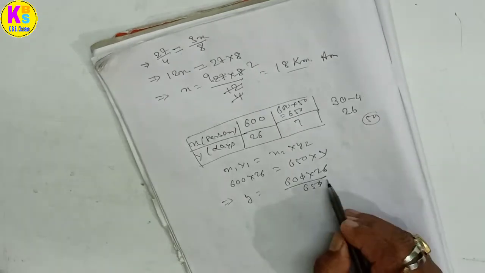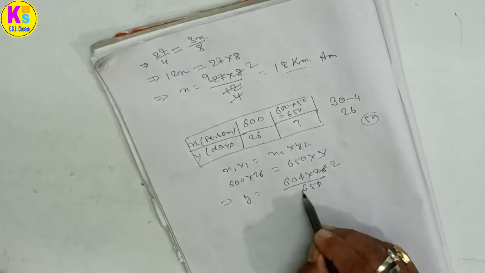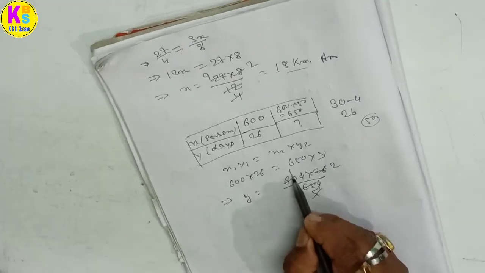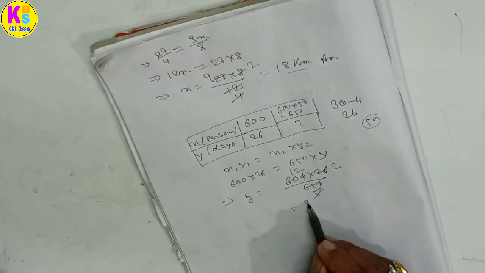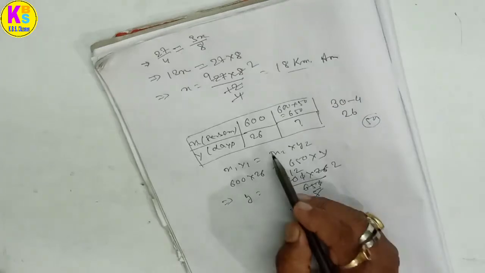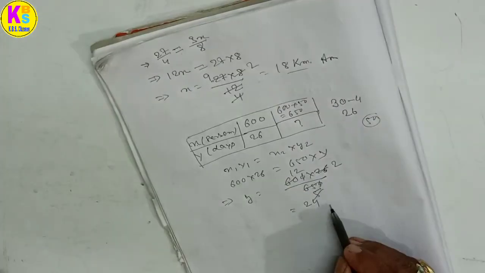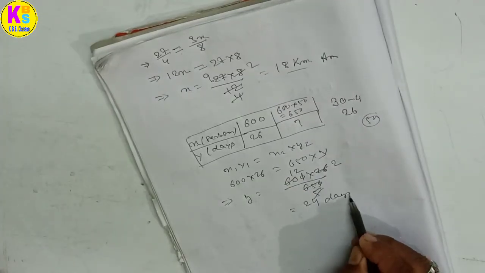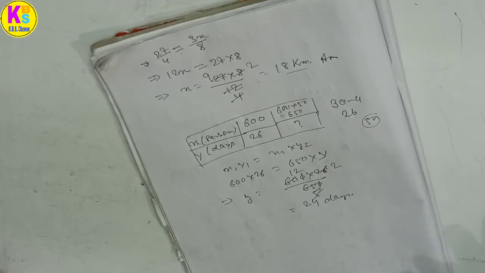Cancelling the zeros, 13 twos are 26, 13 fives are 65, 5 twelves, 12 twos are 24. So in place of 26 days the food will last for 24 days. So this is the answer.